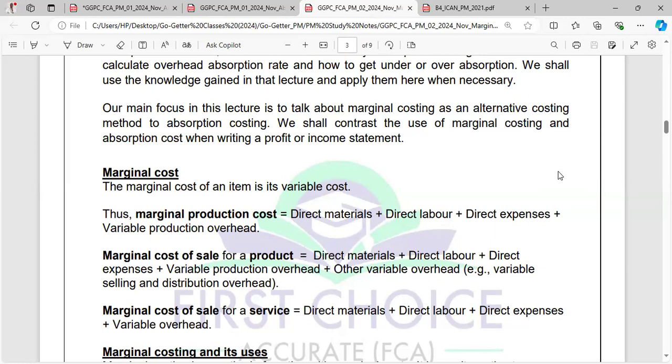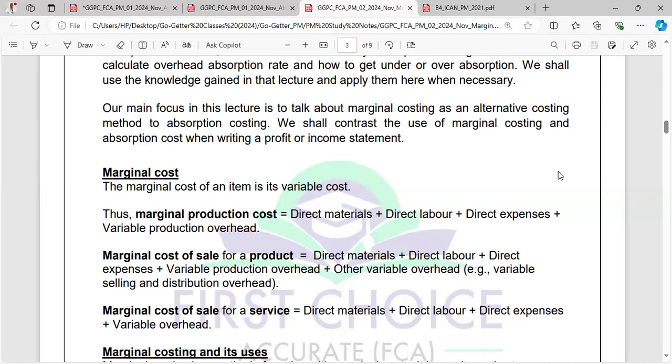Now, when we have marginal production cost, we can also have something called marginal cost of sale. Generally, what is cost of sales? Cost of sales is simply your sales minus your production cost, or your cost of sales. Your marginal cost of sales, not profit. Marginal cost of sales is your direct material, direct labor, direct expenses, and all your overheads that are variable in nature. All of these things form your marginal cost of sales.